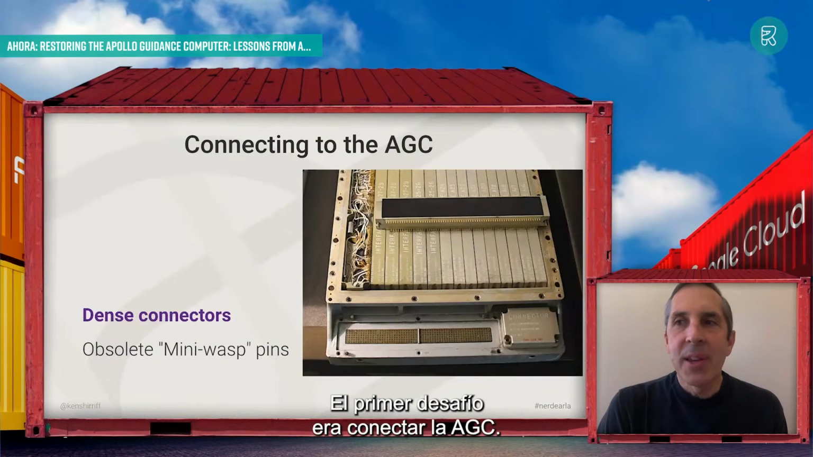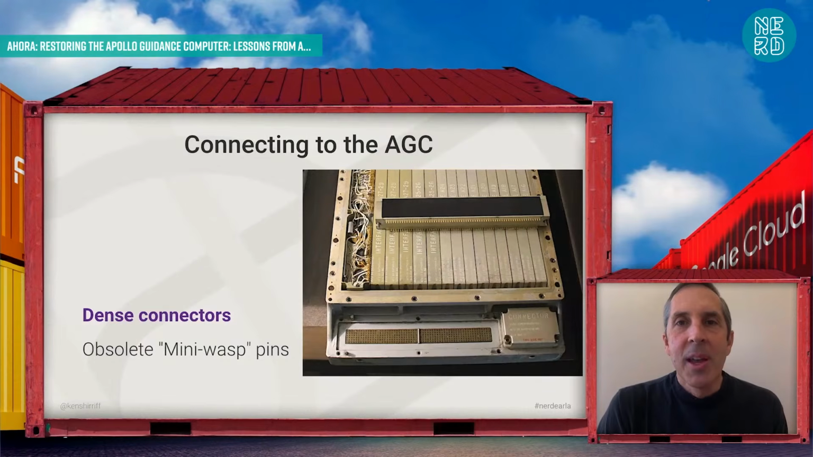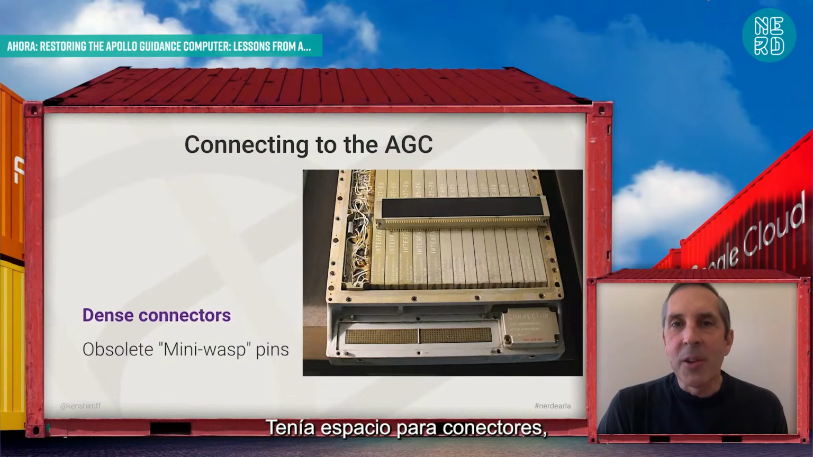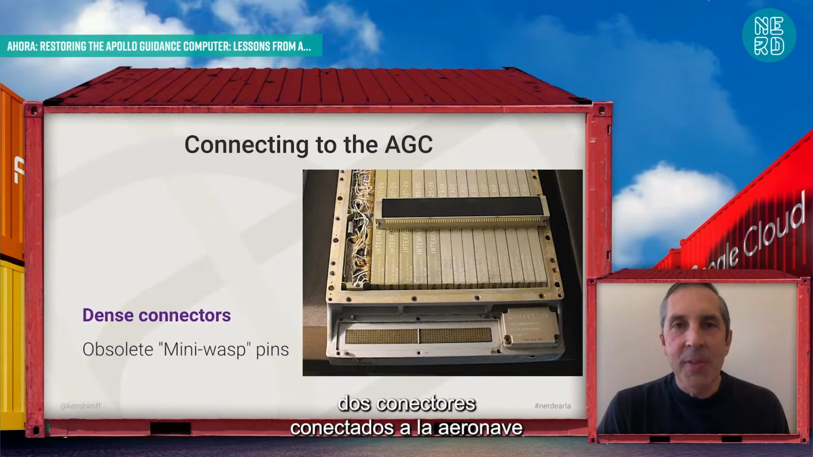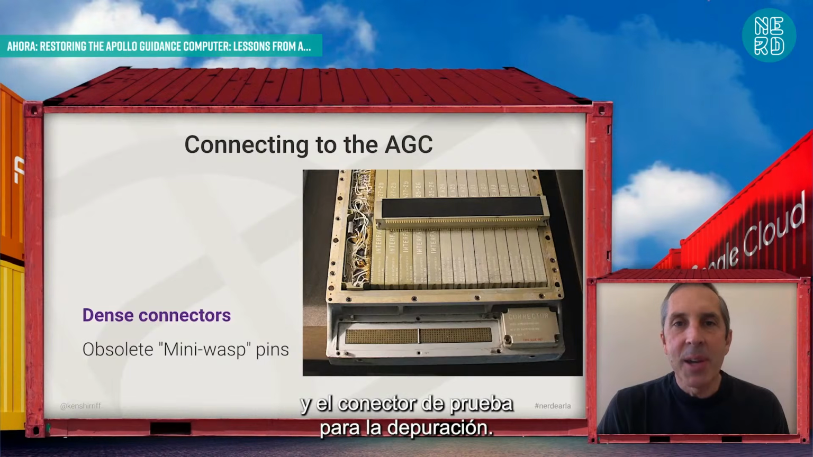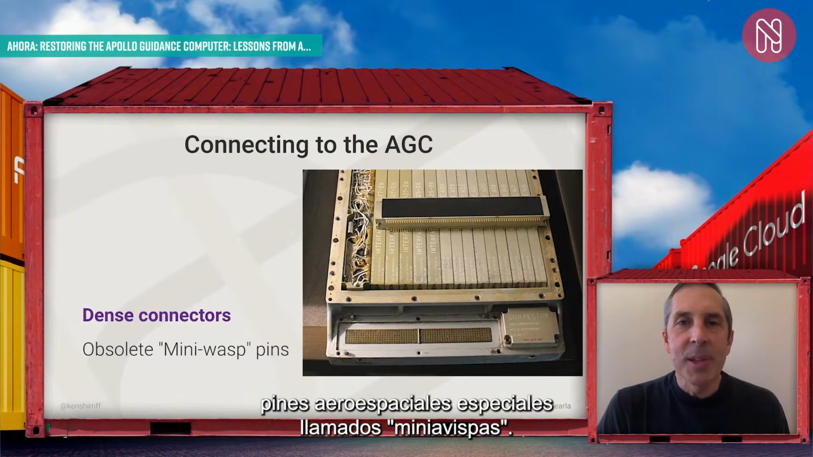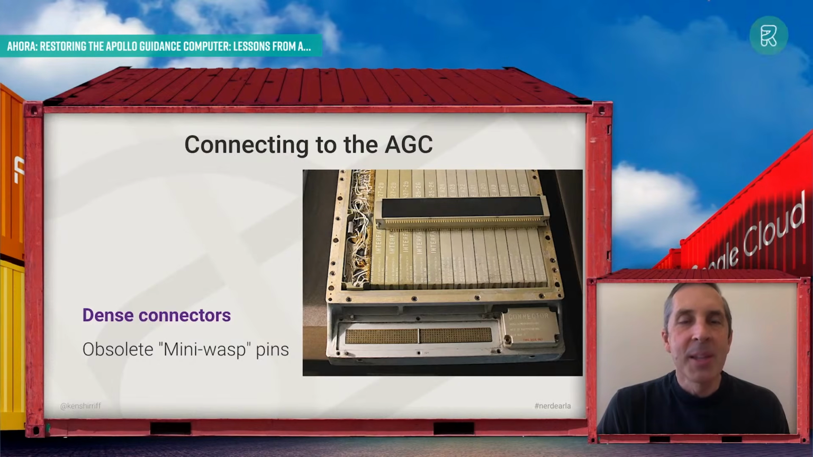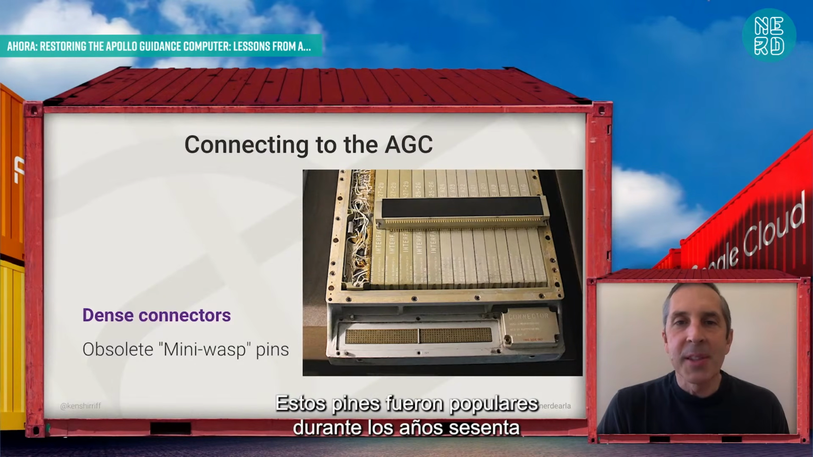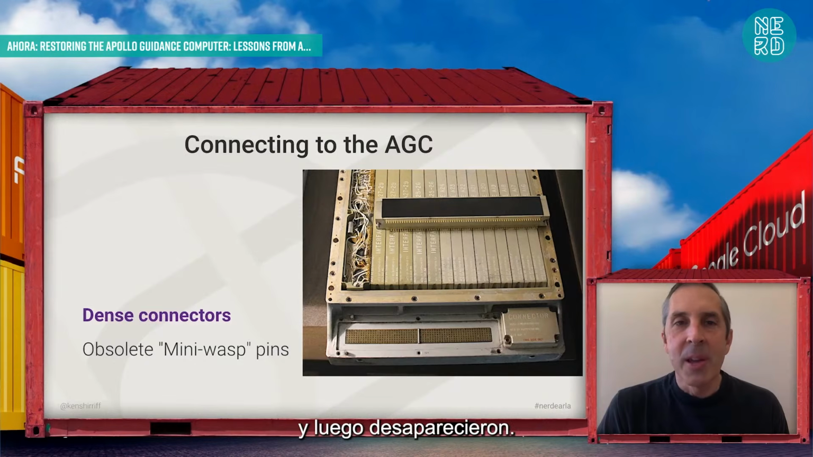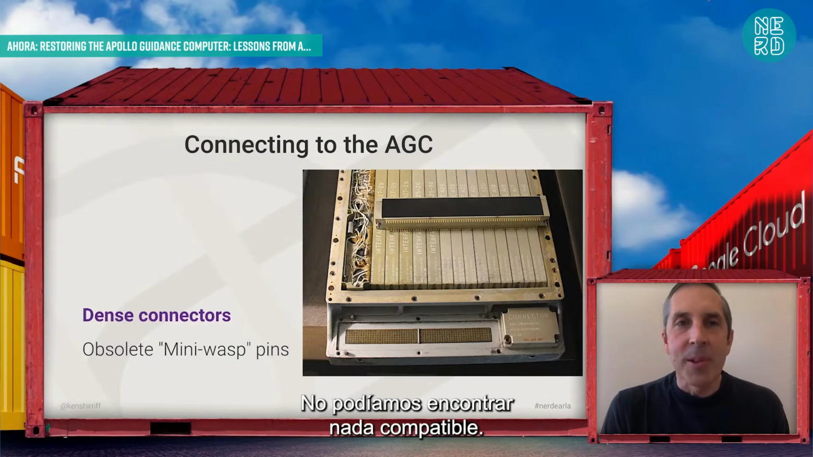Our first challenge was how to connect to the Apollo guidance computer. It has rows of connectors on the front, 2 connectors that were connected to the spacecraft, and a covered test connector for debugging. Unfortunately, the connectors used special aerospace pins that were called mini-WASP. These pins were briefly popular in the 1960s and then completely disappeared. We couldn't find anything compatible.